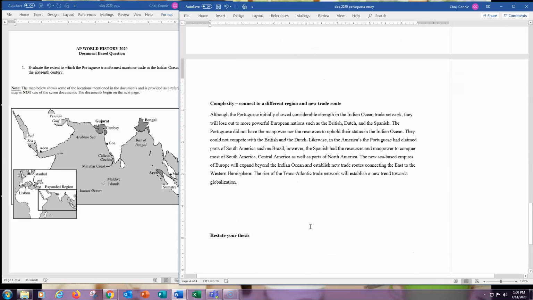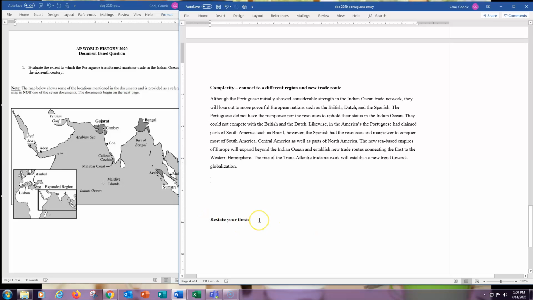And the last thing I want you to do is basically restate your thesis. Remember, don't write it the same way. Change it up so that just in case you don't earn it in the first point, you can earn it in your conclusion.